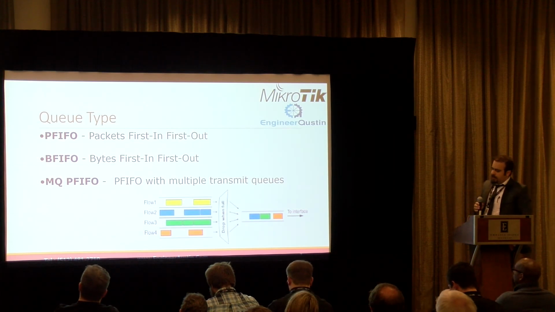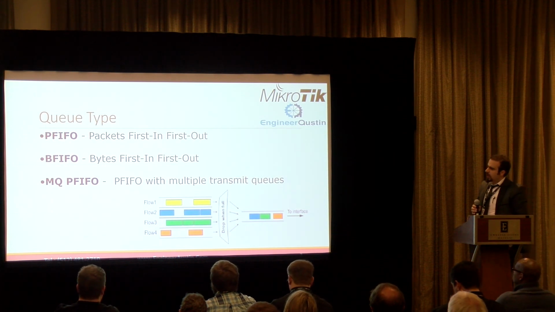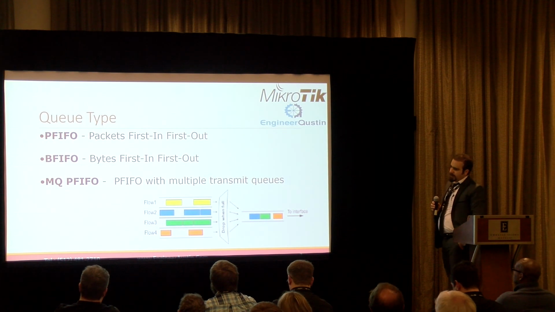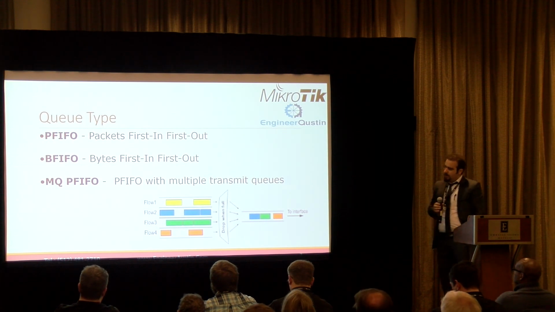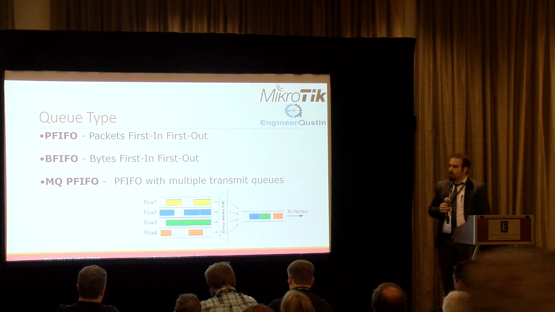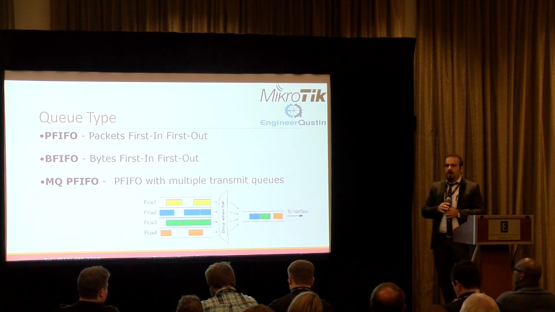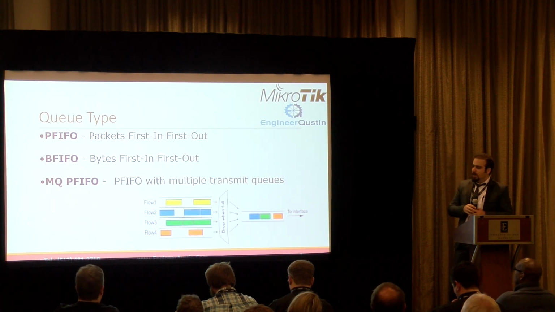FIFO has a simple buffer which is defined by queue size, and you can use the FIFO with packets and bytes. But MQ FIFO is designed for symmetric multiprocessing systems with multi-queue, and they have multiple transmit queues.